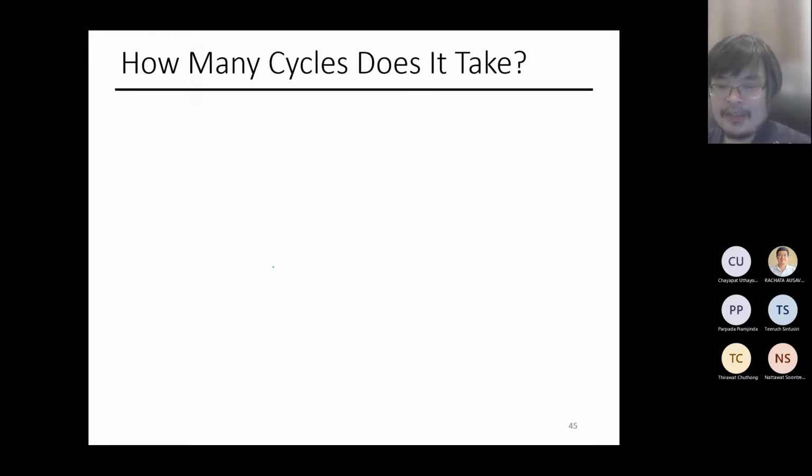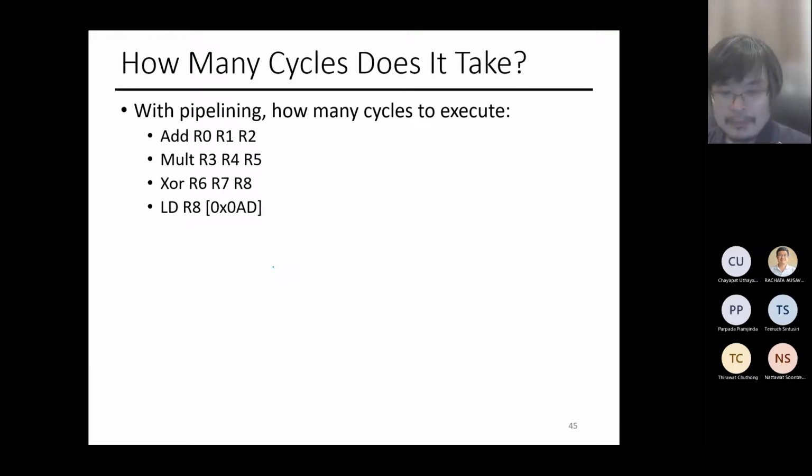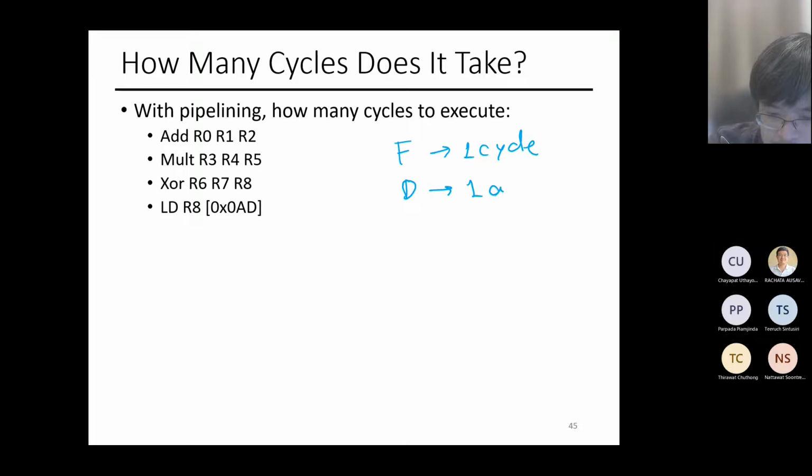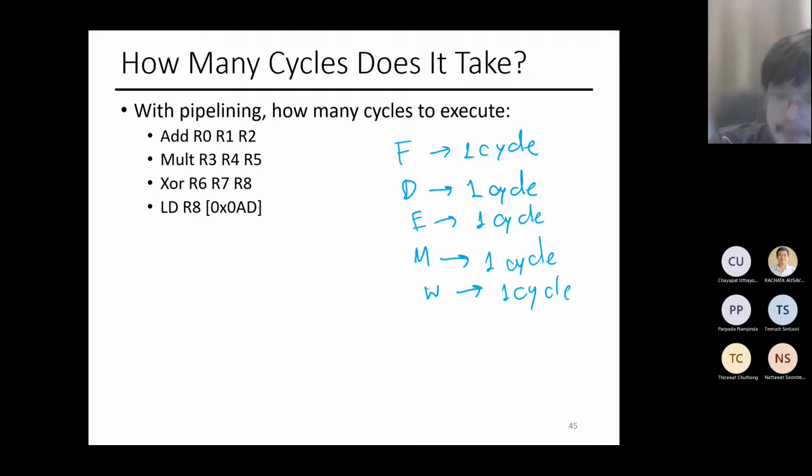And you can ask, how many cycles does it take if you do pipelining? Let's assume every step here takes 1 cycle. Fetch is 1 cycle. Decode is 1 cycle. Execute, 1 cycle. Memory is 1 cycle, and write back also 1 cycle. So how many cycles does it take for me to run these 4 lines of assembly?